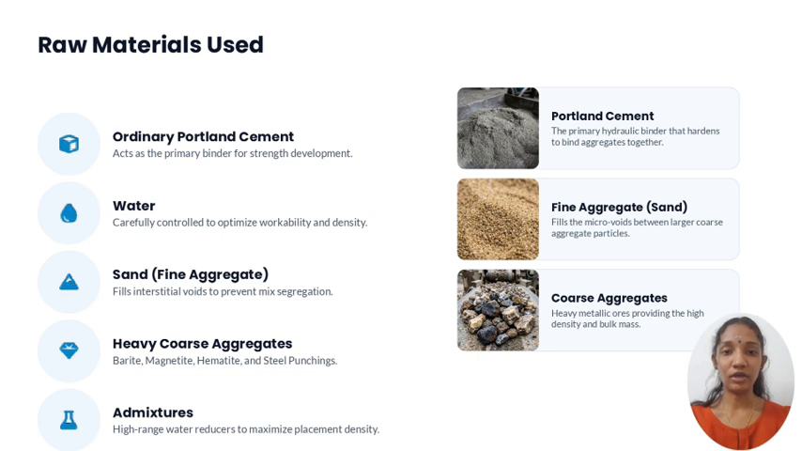Next are heavy aggregates such as barite, magnetite, hematite, and steel punchings, which provide the higher density. Finally, chemical admixtures, especially superplasticizer, improve workability while maintaining a low water cement ratio.